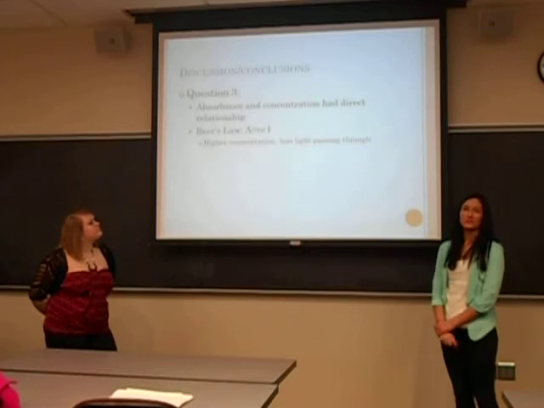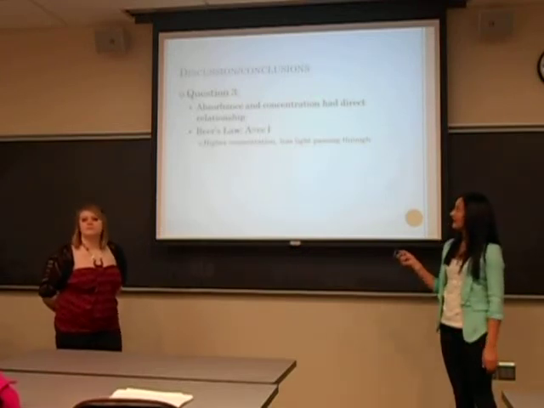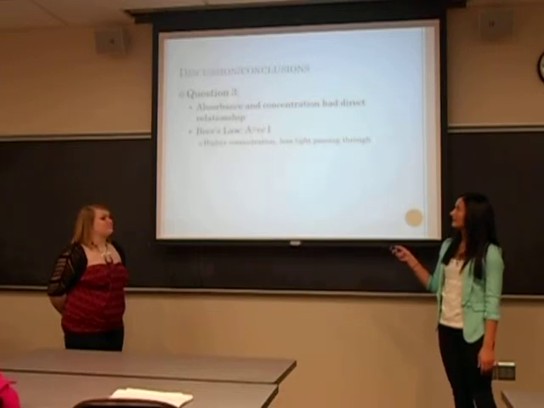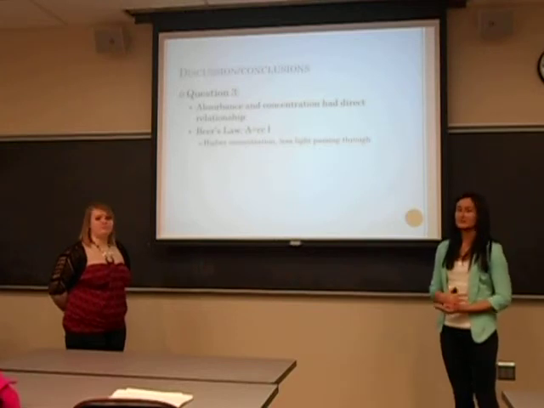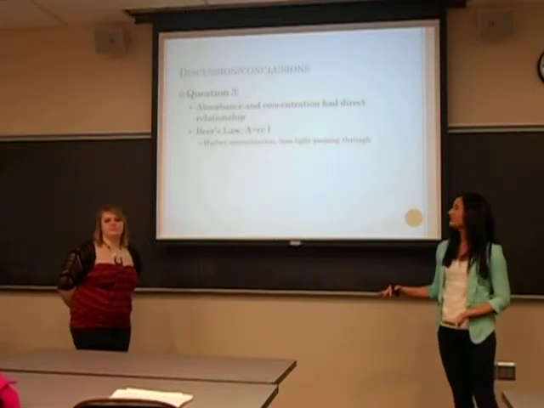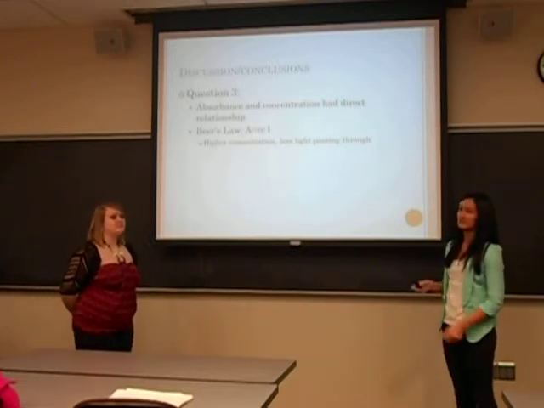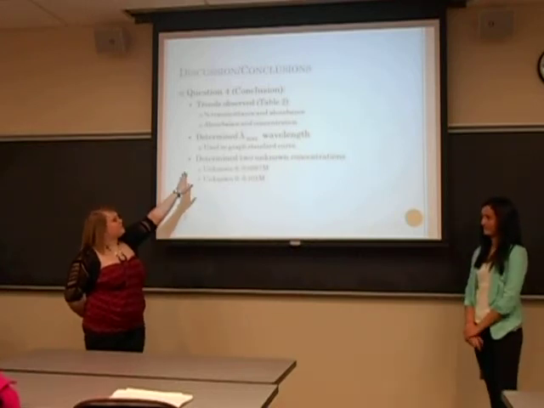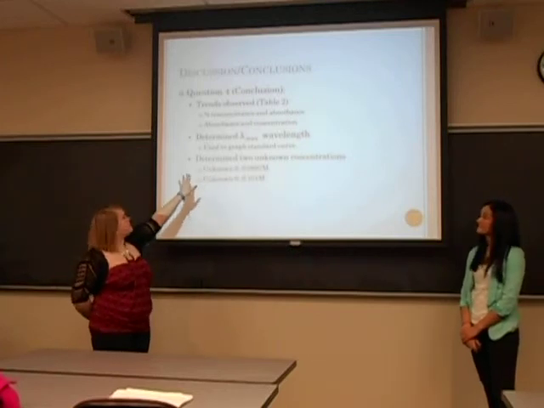The relationship between absorbance and concentration was a direct relationship. If you look at Beer's law, that makes sense, because as the concentration, which is right here, C, increased, that would also increase absorbance. Basically, the higher the concentration, the less light passes through in the spectrophotometer, and the absorbance is increased as well. So as was pointed out before, there is a correlation between percent transmittance and absorbance, as well as absorbance and concentration.